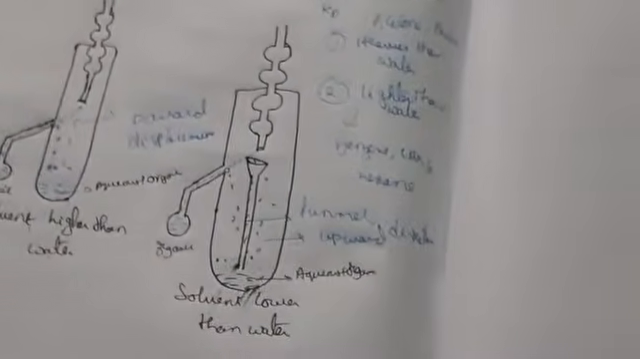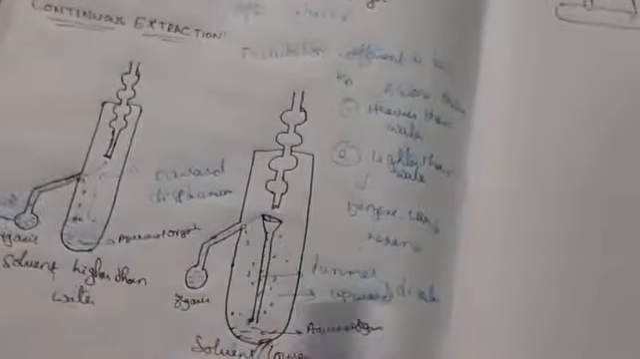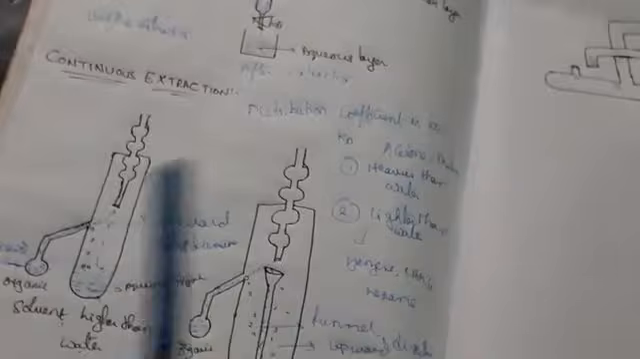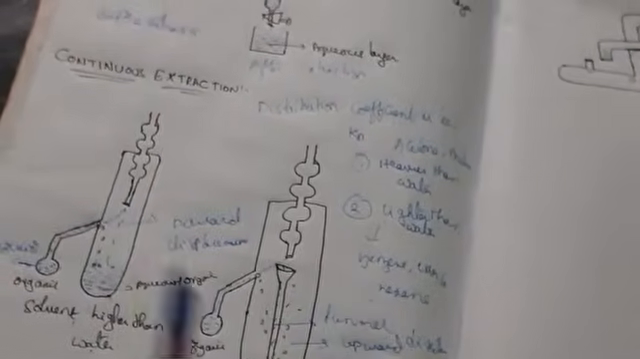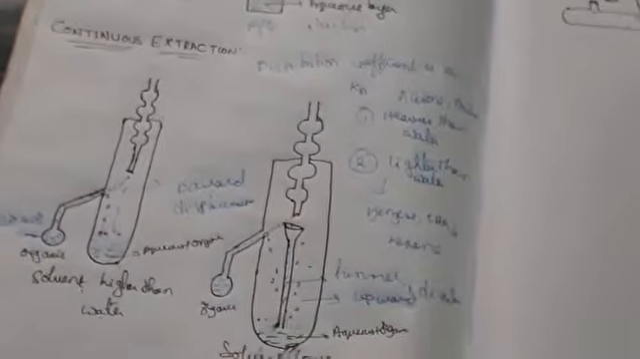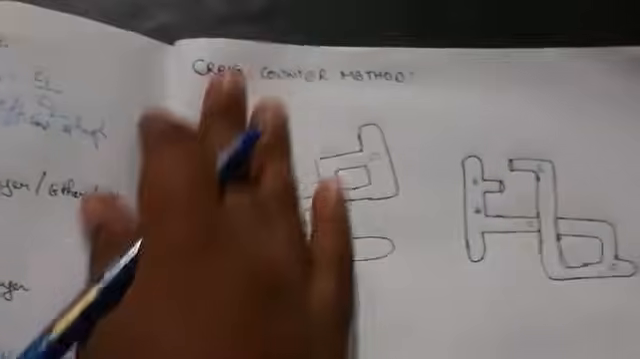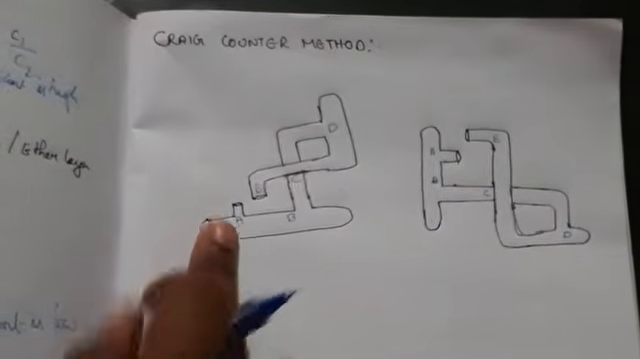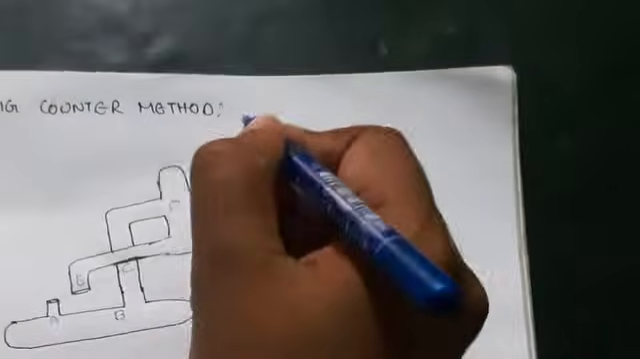In both the techniques, if you have seen, the solvent dissolves and we extract the solute, and it is done continuously, right? The solvent is evaporated into a boiling flask. Next, we have the Craig counter method. This method is very simple and very accurate.